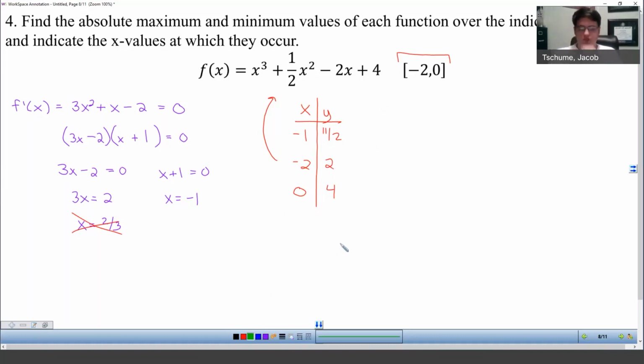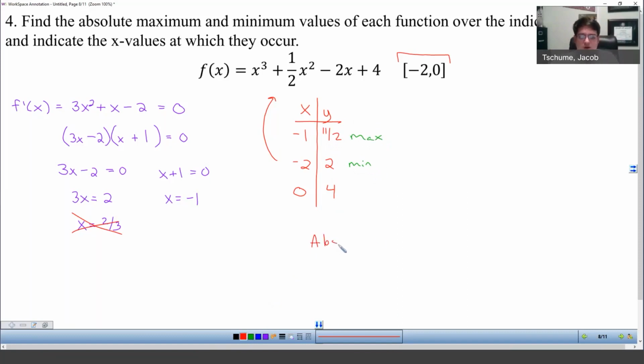Looking at those three y values right here, the smallest number is going to end up being this 2. So that's going to be my minimum. And then just double checking, 11 over 2 is about 5.5, and 5.5 is bigger than 4. So this is going to be your maximum.